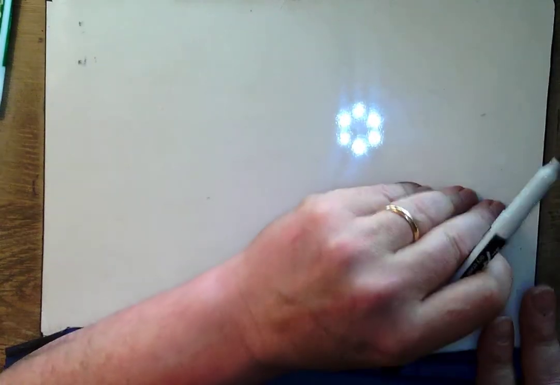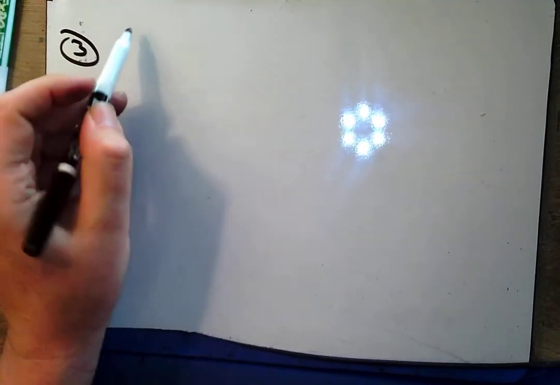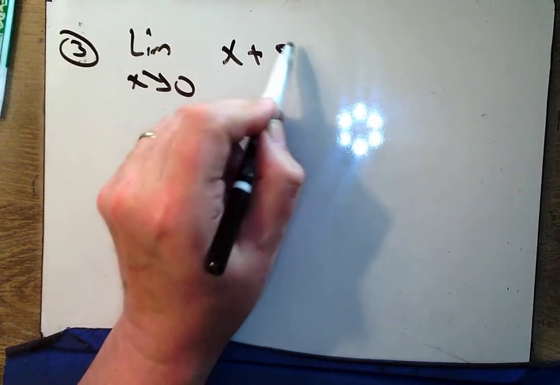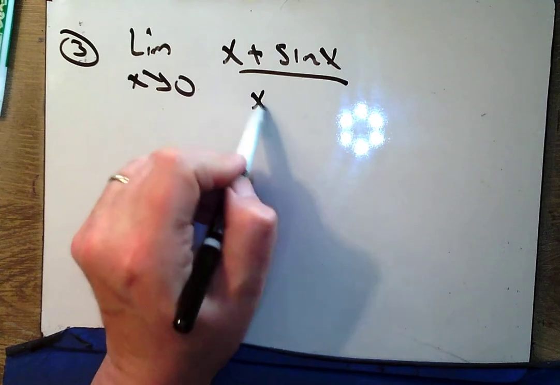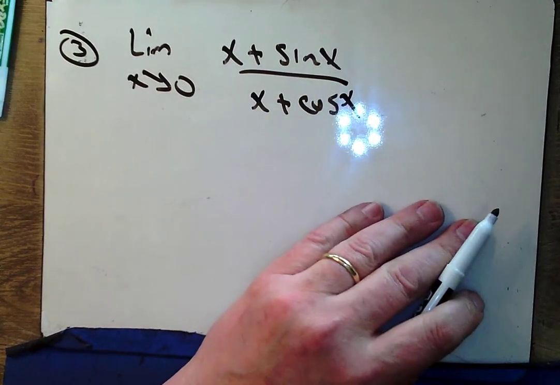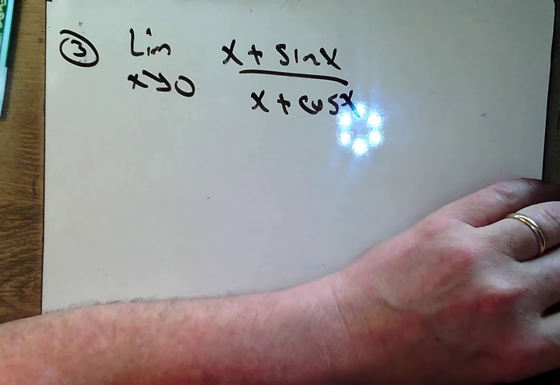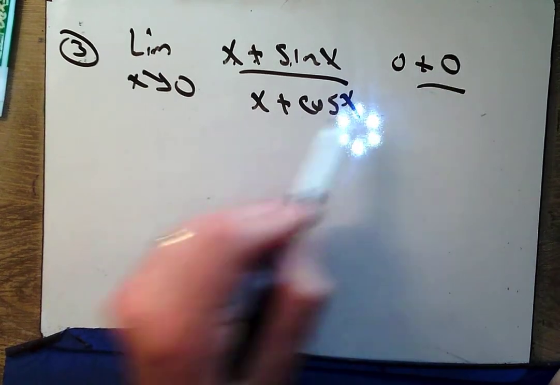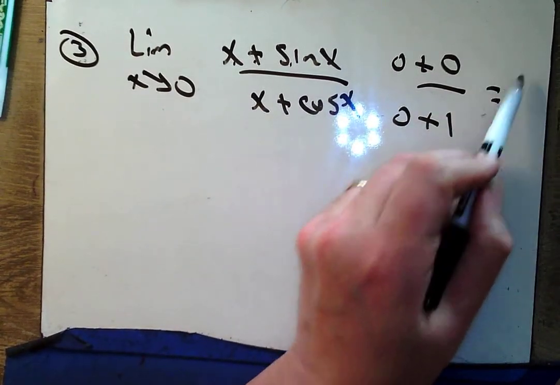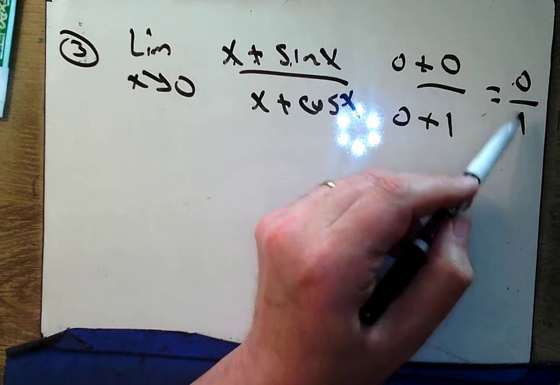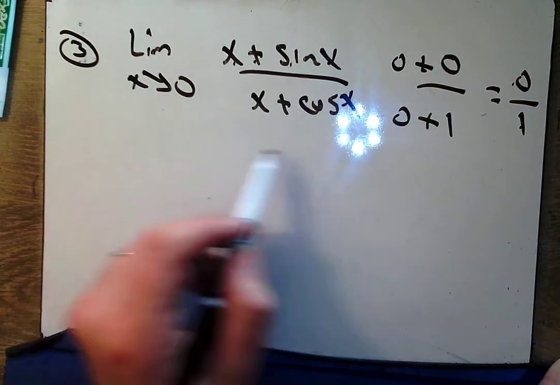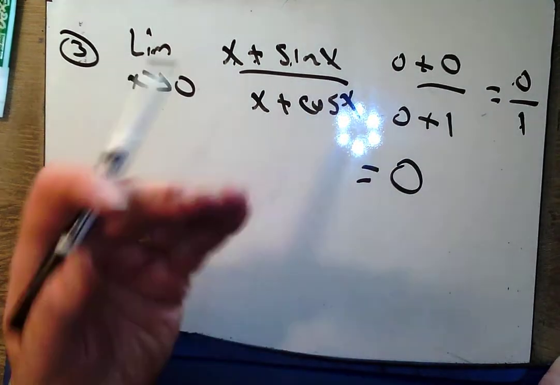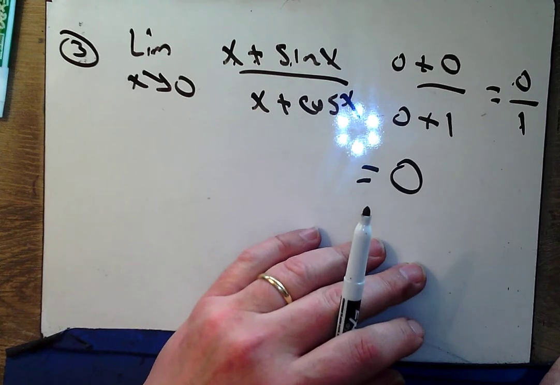Okay, and there's a 3. The third one says the limit as x heads to 0 of x plus sine x over x plus cosine x. Please do us a favor and plug in the 0. 0 plus 0, and on the bottom, 0 plus 1. 0 over 1. That's 0. Do not use L'Hopital's rule here because this is not a L'Hopital's rule situation.